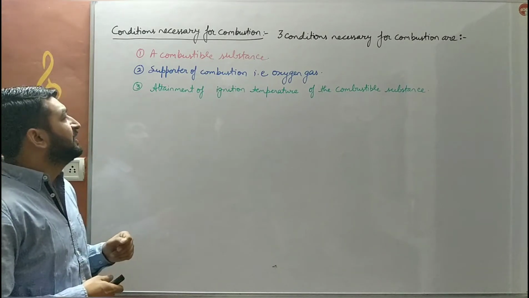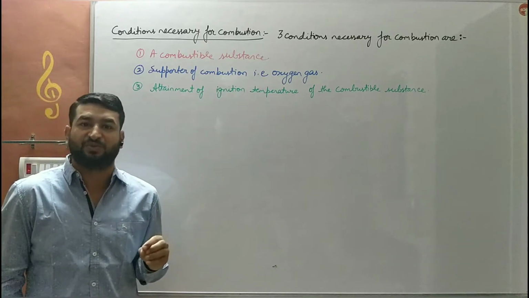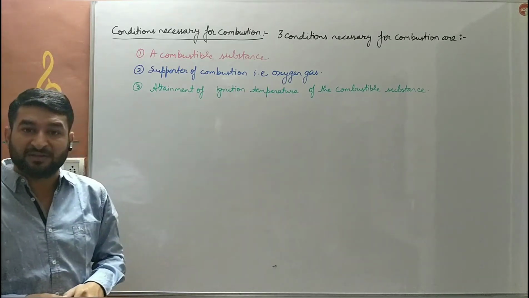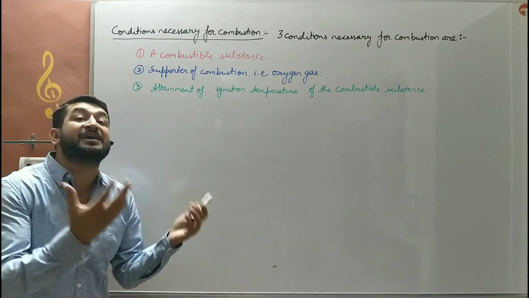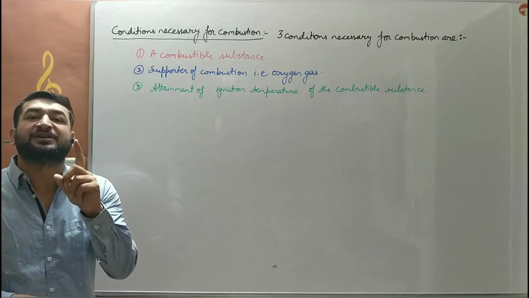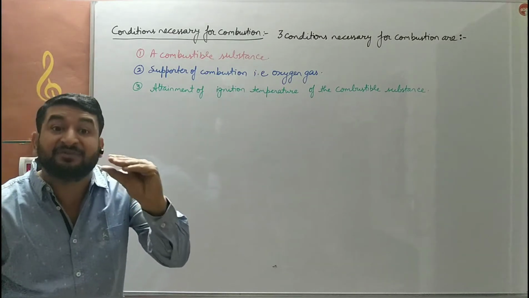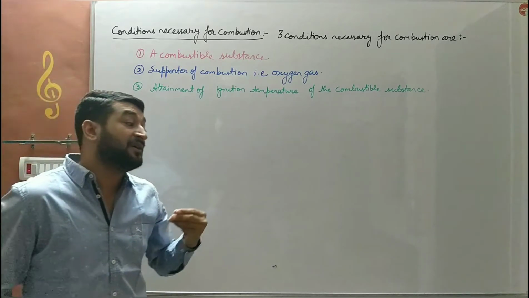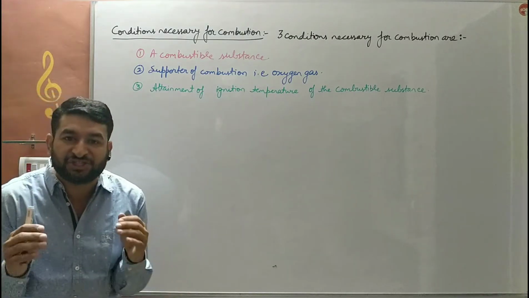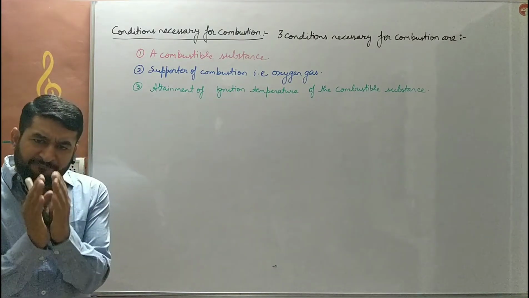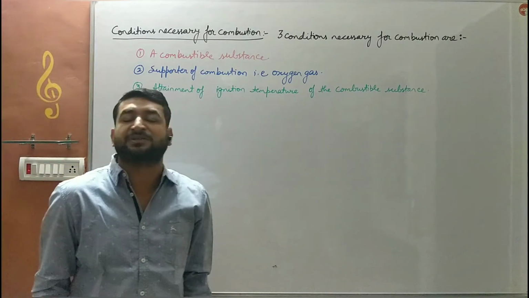The third one is the attainment of ignition temperature of the combustible substance. What do you mean by ignition temperature? The temperature at which a substance catches fire is known as ignition temperature. हर सब्सटेंस को एक मिनिमम टेम्परेचर चाहिए बच्चे, जिस टेम्परेचर पर वो सब्सटेंस फायर कैच करेगा, दैट इज नोन एज इग्निशन टेम्परेचर. Every combustible substance must attain that temperature, otherwise it does not burn.